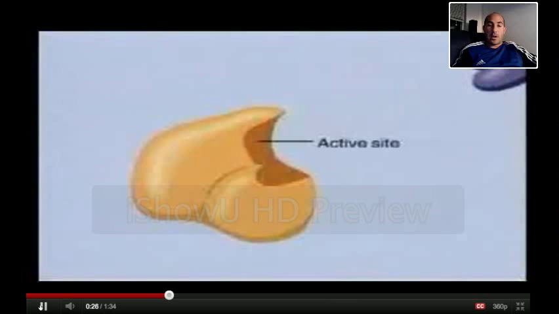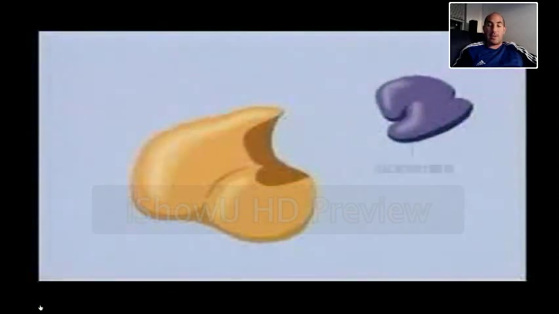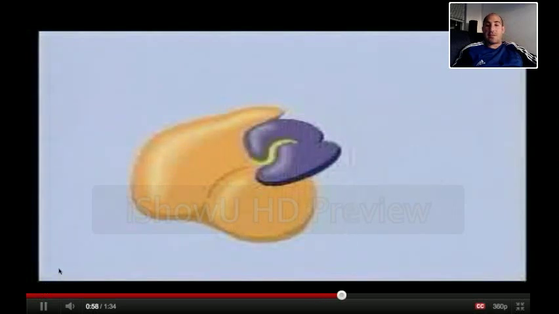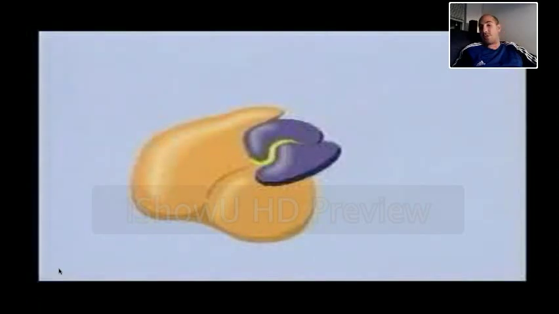The active site is where the quote-unquote activity will happen. And you'll notice the substrate shape will fit directly into that spot. And along that active site is where the enzyme acts on the substrate. And in this case, the enzyme is going to split the larger substrate apart into two new pieces. When they combine, it's called the enzyme substrate complex. It's a combination of the two.